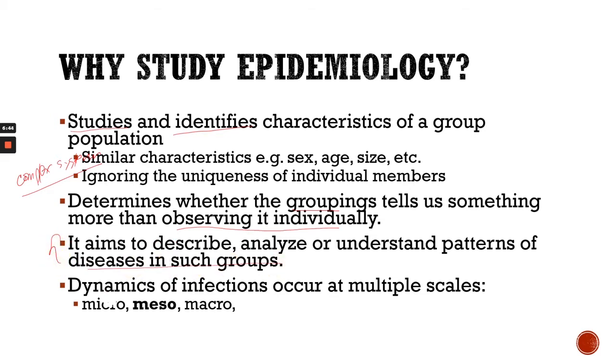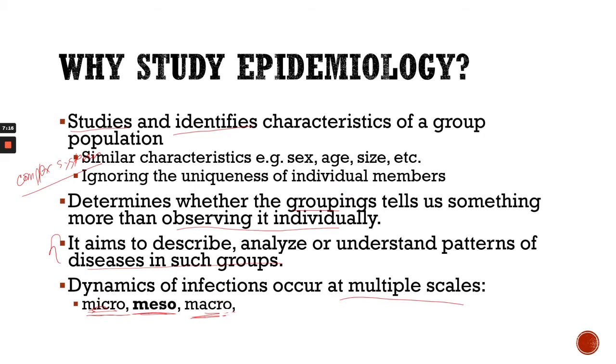Okay, and also understands the dynamics of infections because it occurs at multiple scales. We have micro, which is from within the body of a certain organism, and we also have meso, meaning the pathogen is present in each individual and it transfers from individual to individual. And we also have macro, meaning from group to group, from community to community.